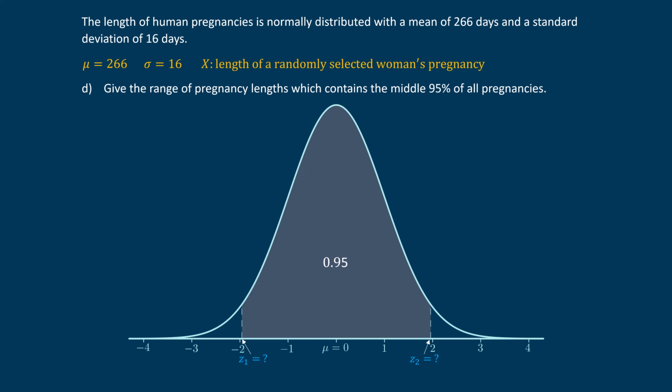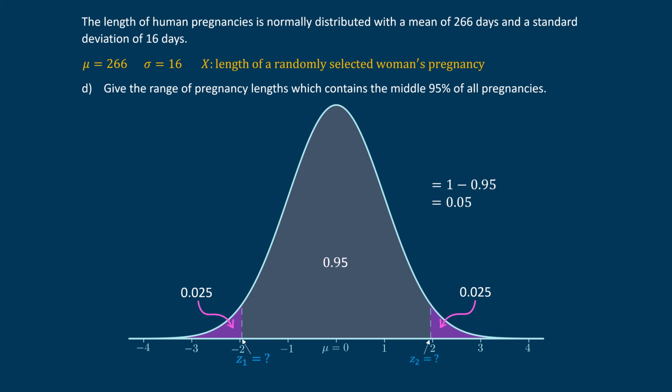If we know that the area of the middle region is 95% or 0.95, then how do we find the area of the purple region shown? As we've done before, we subtract 0.95 from 1 and we get that the area of the purple regions is 0.05 or 5%. By symmetry, we can then determine the area of the left tail and the area of the right tail by simply dividing 0.05 by 2. So we get 0.025 for the left tail and the same for the right tail.